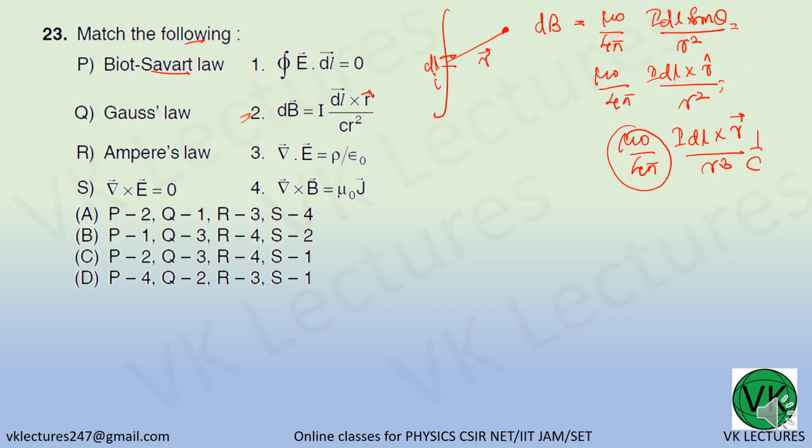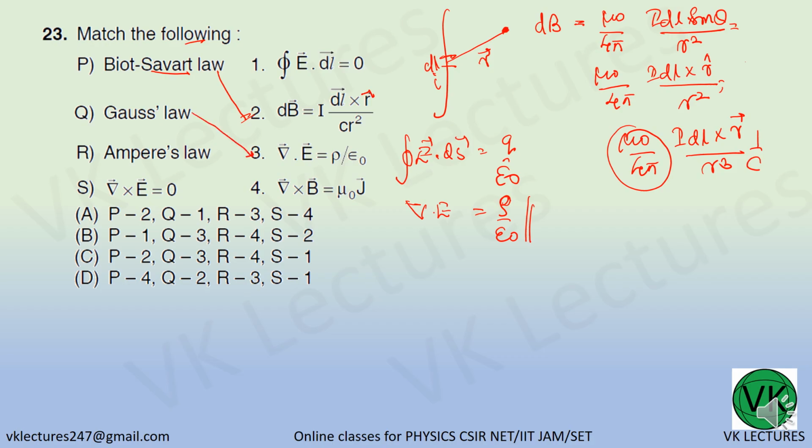Okay. Now what is Gauss law? Gauss law says integral E bar dot ds bar equal to q by epsilon naught. In divergence form you can write del dot E is equal to rho by epsilon naught. So del dot E is equal to rho by epsilon naught, that is Gauss law.